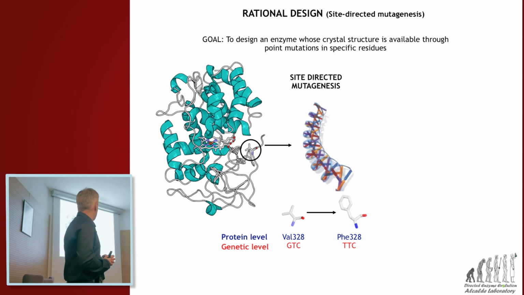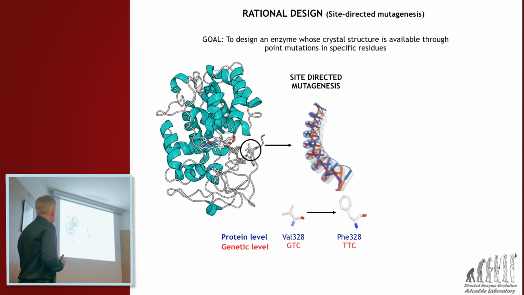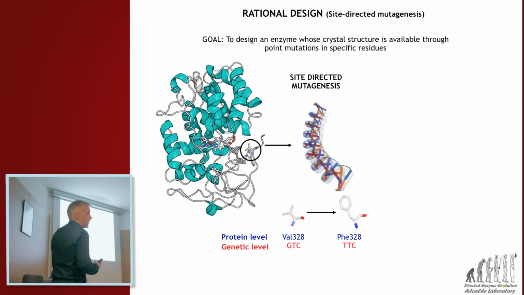Okay? So, once we have the crystal, this is one of the main bottlenecks of site-directed mutagenesis. To make site-directed mutagenesis, you need the crystal structure of the protein, and this is not so straightforwardly accomplished. It's really difficult to get a crystal structure with high resolution, with all the atoms correctly ordered.